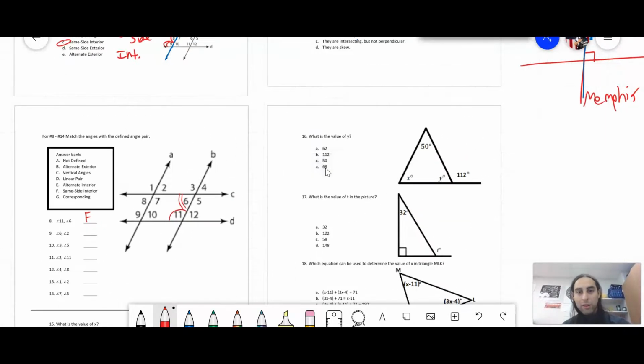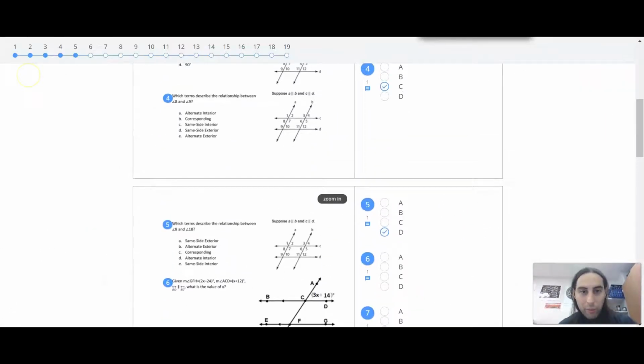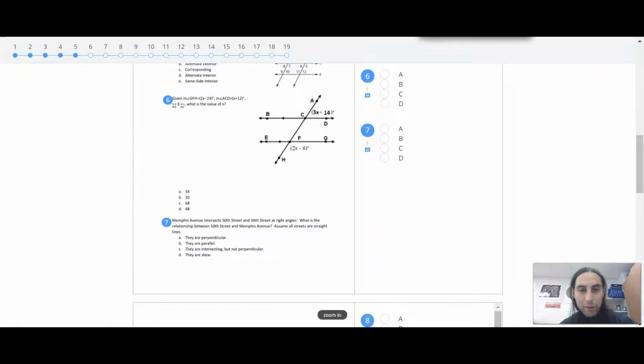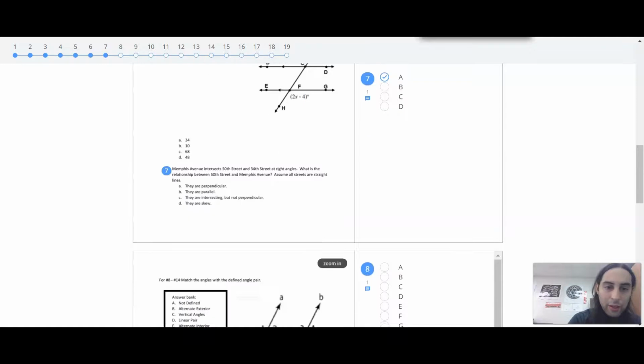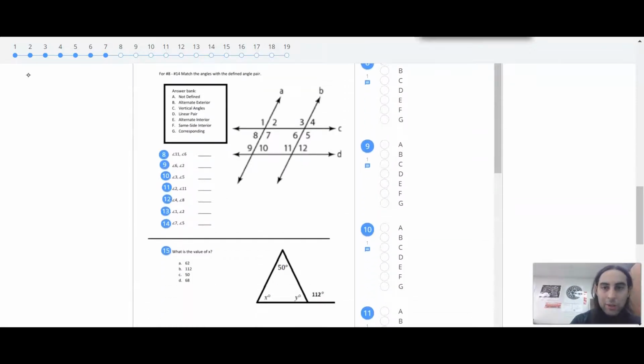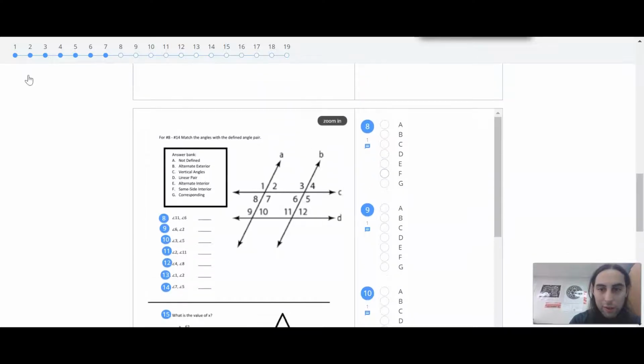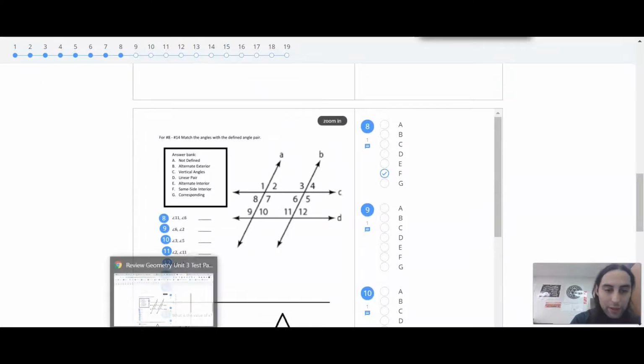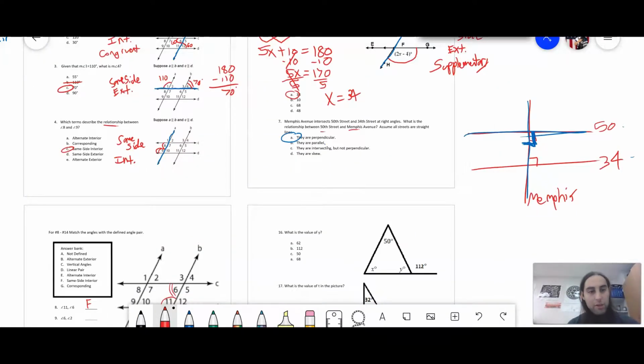Oh, and I should probably go mark. Should be marking these on the GoFormative. So we were at what, number 6? We got 34, and then we said they were perpendicular. Very cool. And then we just said 11 and 6 are same side interior. So that was F so far. Okay, continuing on.